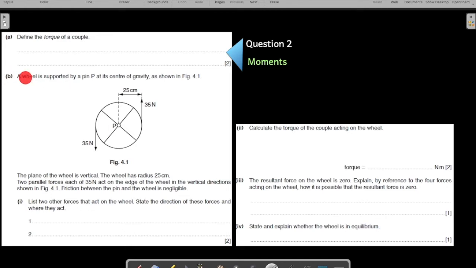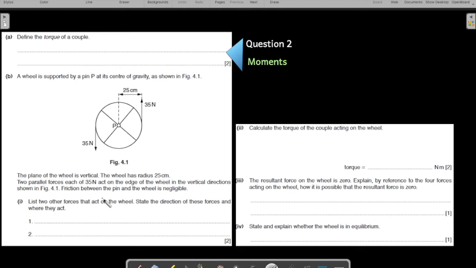B part, a wheel is supported at a point P on its center of gravity as shown in this figure. The plane of the wheel is vertical. The wheel has a radius of 25 centimeters. The 2 parallel forces are 35 newtons and 35 newtons acting on the edge of the wheel in the vertical direction as shown in this figure. The friction between the wheel and the pin is negligible. List 2 other forces that act on the wheel. State the direction of these forces and where they act.